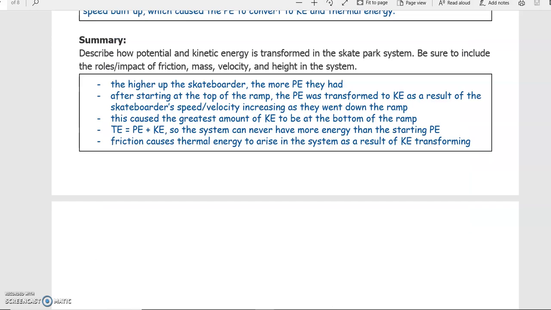So to summarize, we can say that the higher up the skateboarder was, the more potential energy we had. We can also say that after starting at the top of the ramp, the potential energy was transformed to kinetic energy as a result of the skateboarder's speed or velocity increasing as they went down the ramp. This caused the greatest amount of kinetic energy to be at the bottom of the ramp. Remember, total energy equals potential energy plus kinetic energy, so the system can never have more energy than the starting potential energy. And finally, friction causes thermal energy to arise in the system as a result of kinetic energy transforming.